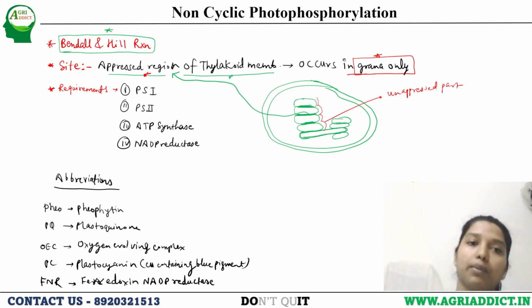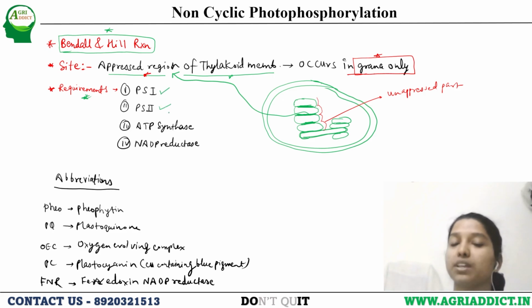Now comes the requirement. What are the requirements? First, we'll require PS1 and PS2. In the previous lecture, we studied what is PS1, that is photosystem 1. Second is PS2, which is photosystem 2. Third is the ATP synthase molecule, and then NADP reductase. These two enzymes we need, and these two photosystems are required, PS1 and PS2.